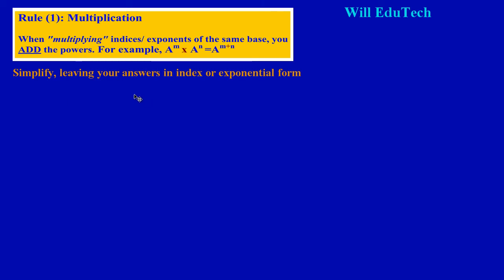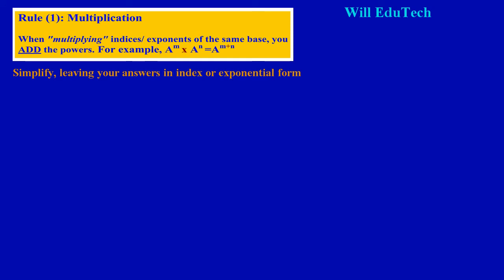Now we're going to be looking at some activities just to reinforce this rule and to show you the general idea behind it, okay? Because we just don't want to give you a rule, but to show you the concept behind the question, why do we add powers when working with indices? However, a very key instruction to make note of is here. We're going to be simplifying the following, leaving our answers in index or exponential form, okay? And we'll get into that as we go along.